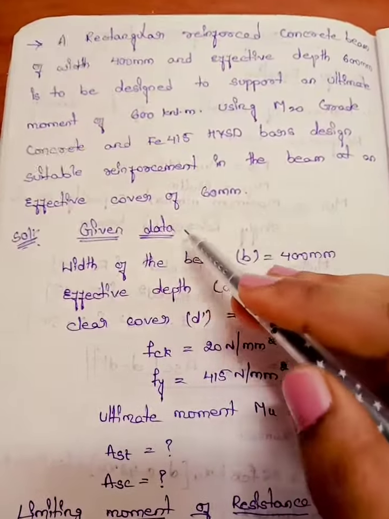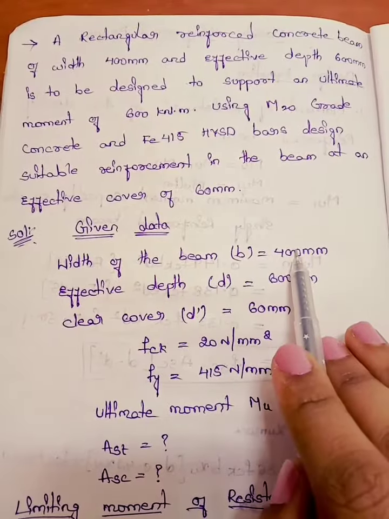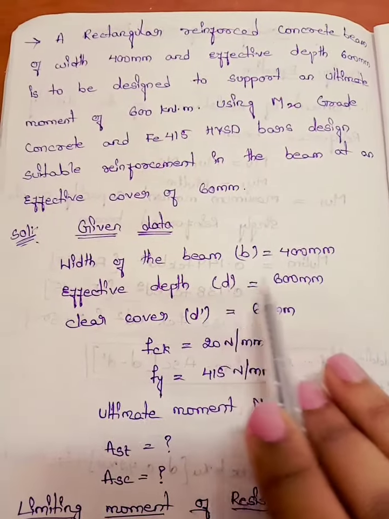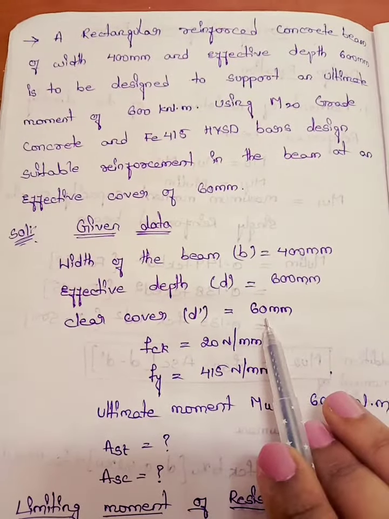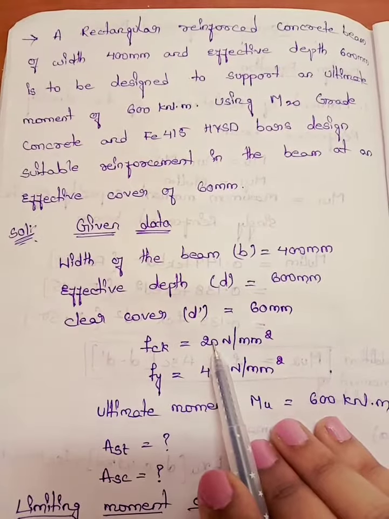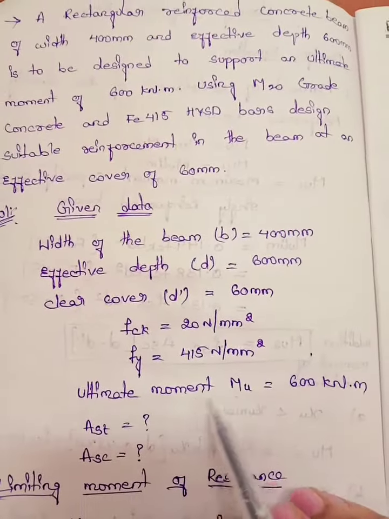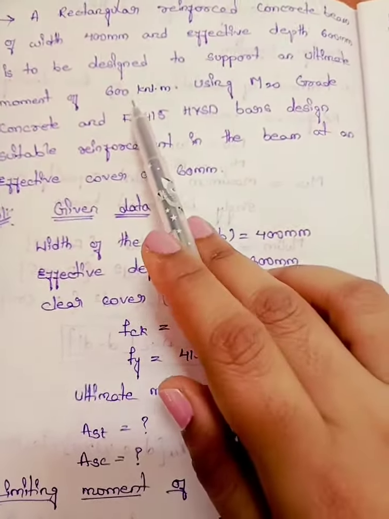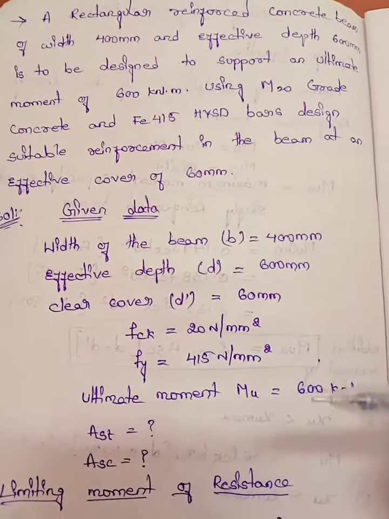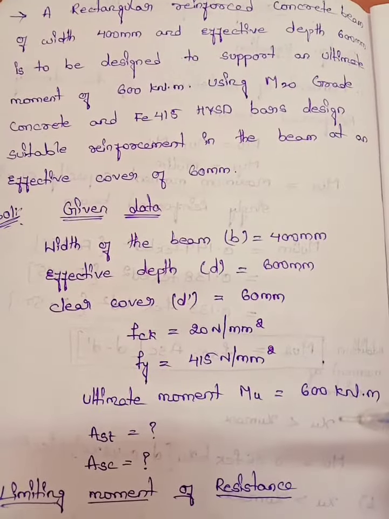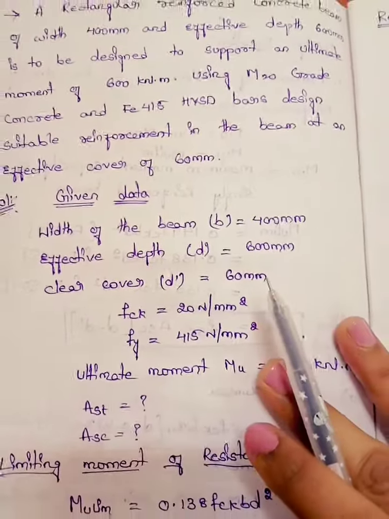First we'll write the given data. Width of the beam B is equal to 400 mm, effective depth D is equal to 600 mm, and the effective cover D dash is equal to 60 mm. FCK is 20 Newton per mm square, Fy is 415 Newton per mm square, and the ultimate moment Mu is 600 kilonewton meter. We need to design suitable reinforcement, which means finding the area of steel in the tension zone and in the compression zone. Let's see how to find it.